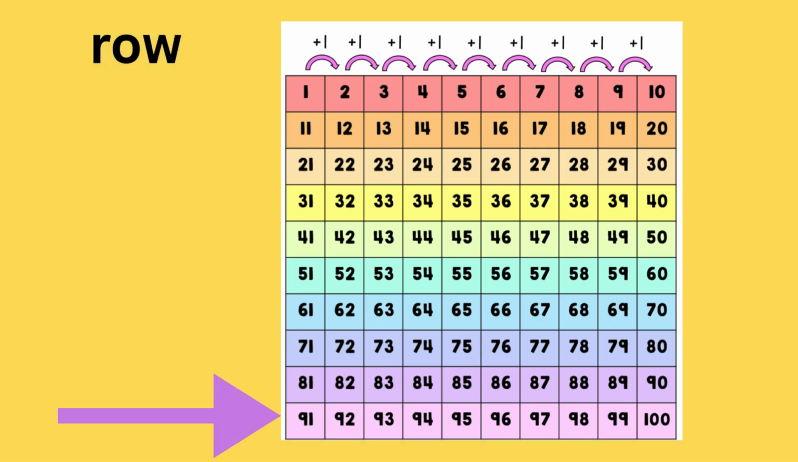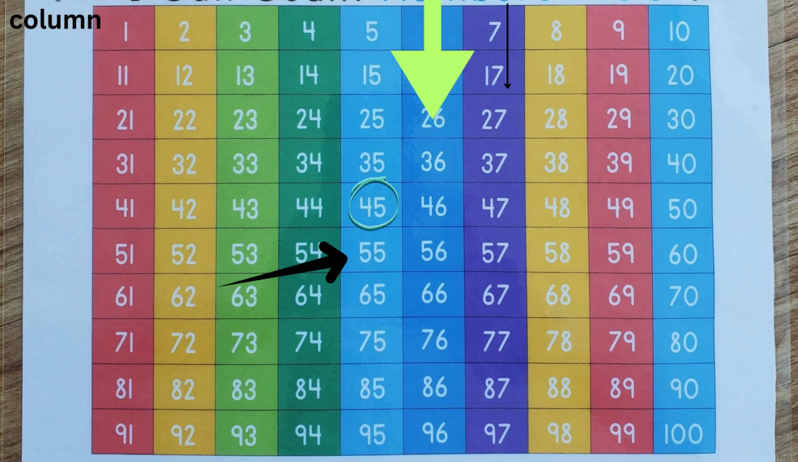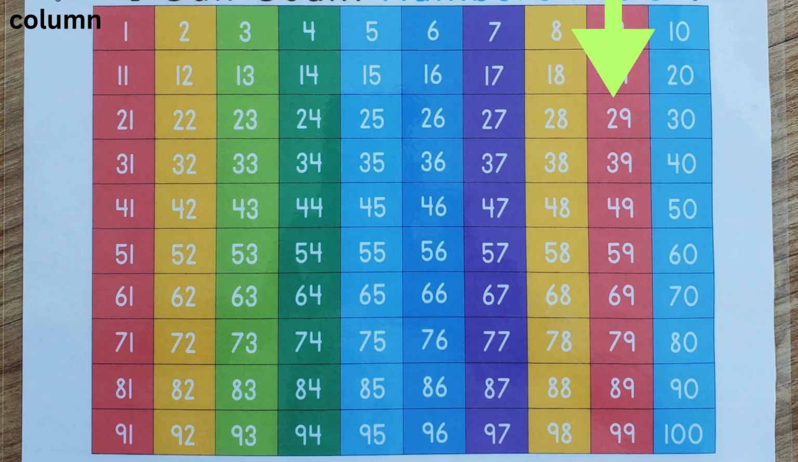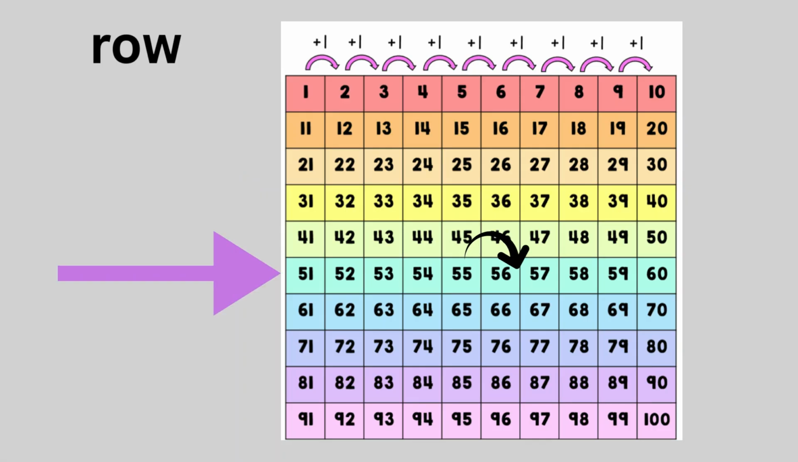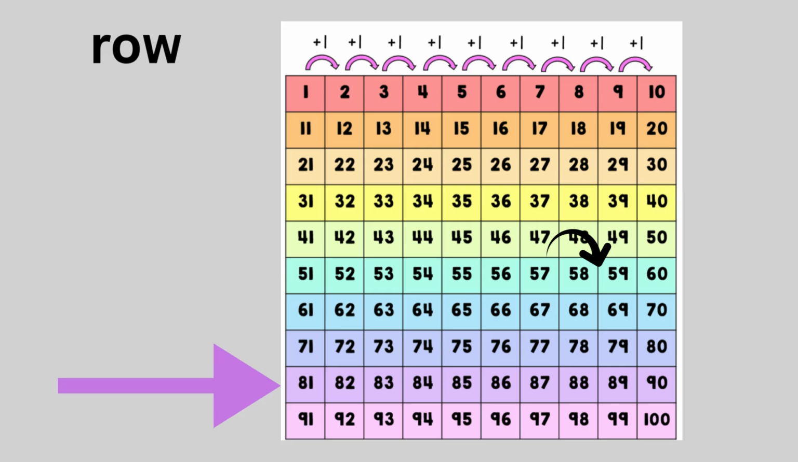When we move down in a column, the number increases by 10. It means the tens place value is increased by 1 in each step, whereas the unit place value remains the same, as you can see here. And in addition we will move down. Similarly, when we are going to add ones, we move right in a row and the number increases by 1 in each step.